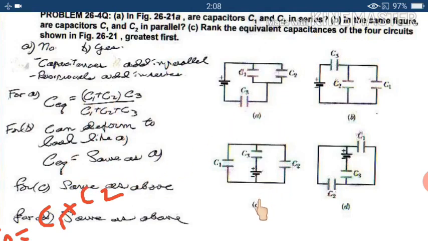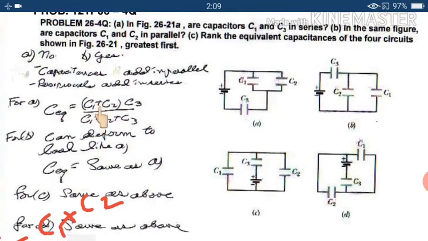Now if I talk about the third circuit diagram, here also you can easily see that C1 and C2 are in parallel with each other. Again you will calculate the equivalent capacitance. It will be equal to C1 plus C2. Now the C1 plus C2 will be in series with this C3. Again you will calculate the equivalent capacitance and it will be equal to this only. So the same equivalent capacitance you will get even for the third circuit diagram.